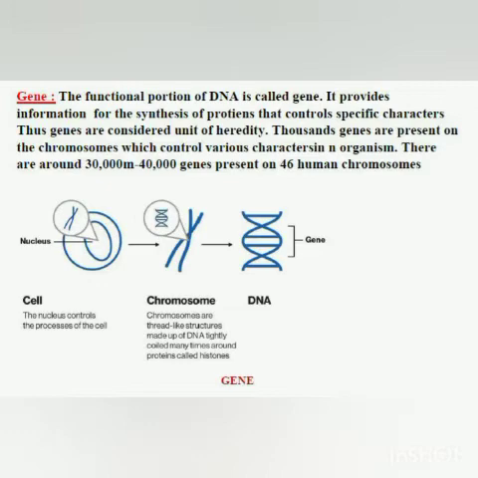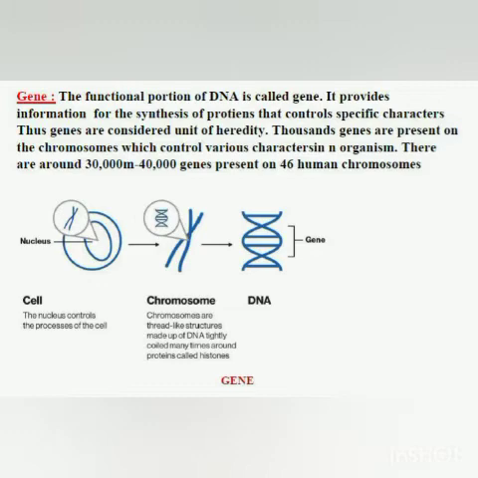Because it controls the particular character by synthesizing proteins. So this gene, this is the gene which goes along with the chromosome to the offspring. And here, if the same gene goes, the same protein is synthesized and it controls the same character in the offspring as in the parent. So this is also called the unit of heredity.